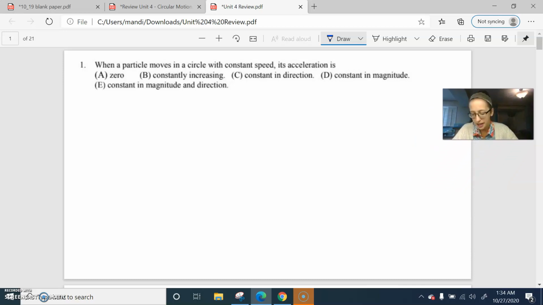Okay, so when a particle moves in a circle with constant speed, like so, constant speed, the acceleration is, it's going to be really tempting to say that there's no acceleration, but there is because our direction's changing. Okay, so it is constant in magnitude, but the direction is changing.